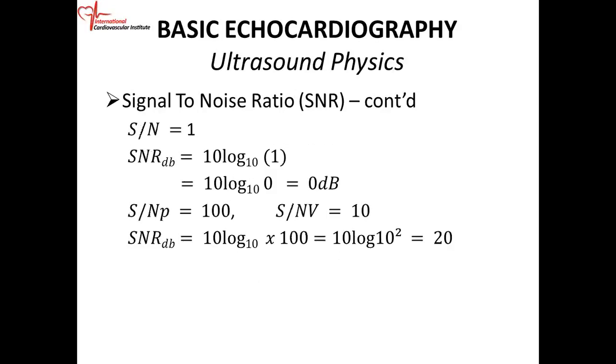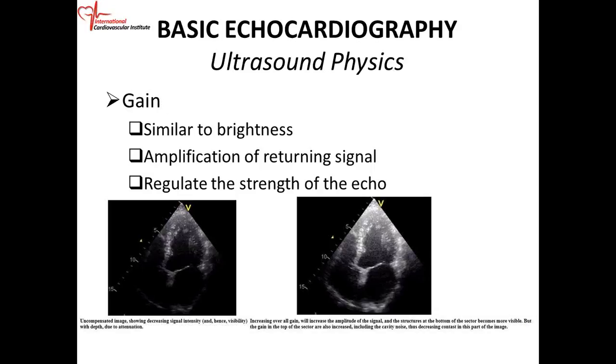A little mathematics. It's on a logarithmic scale, so we're talking about decibels. If we talk about a signal to noise ratio of 1, then it's really log base 10 of 1, and you get 0 decibels. But we're not going to spend any time on the maths right now.